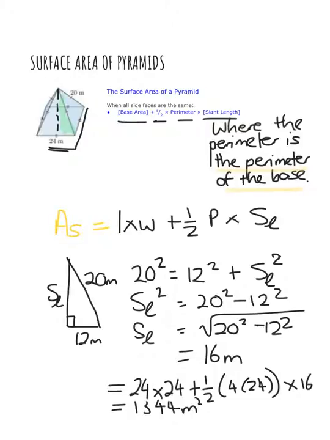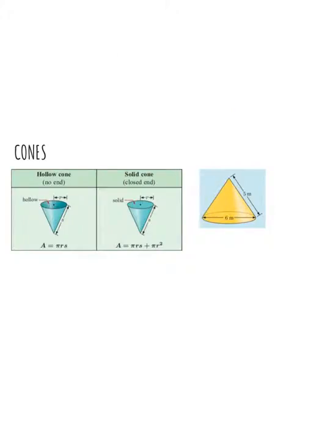Note that we're doing areas, so that the formula is meters squared. So that's calculating the surface area of a pyramid. Now we talk about calculating the surface area of a cone. And there's two different questions you can get for this. One is if you've got a hollow cone which doesn't have an end on it. So you think about a party hat, no bottom on it.